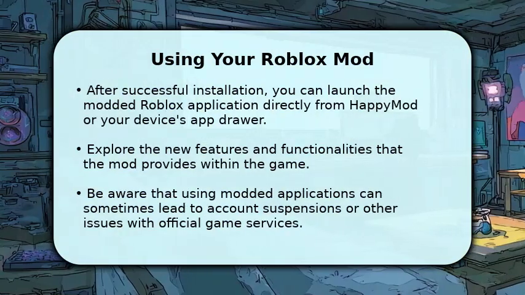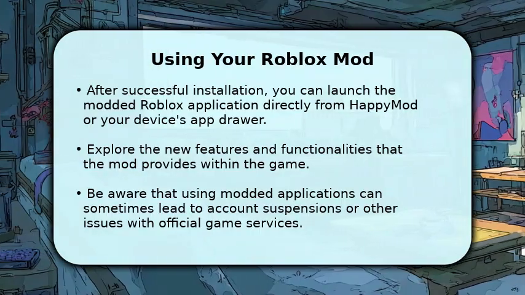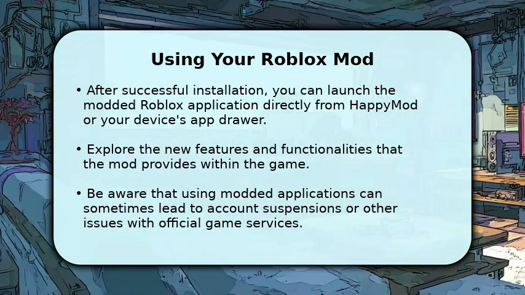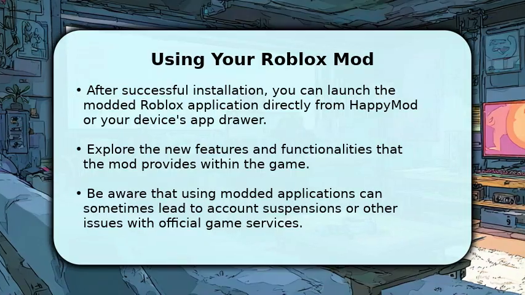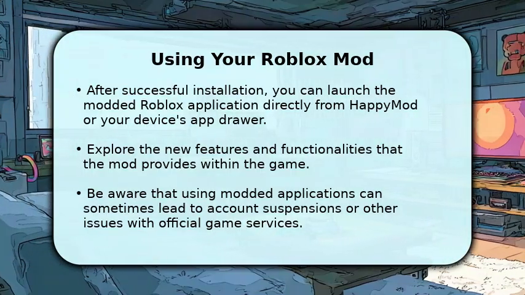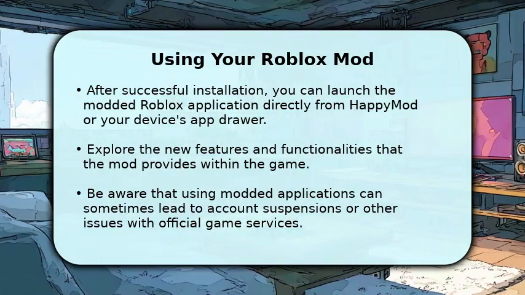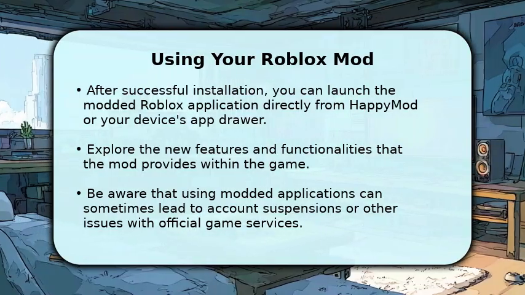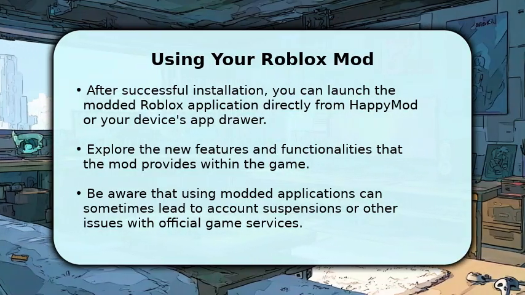With the modded Roblox installed, you can now launch it. You'll find the icon either within the HappyMod app itself or in your device's main application drawer. Open it up and start exploring the new features and functionalities that your chosen mod provides.